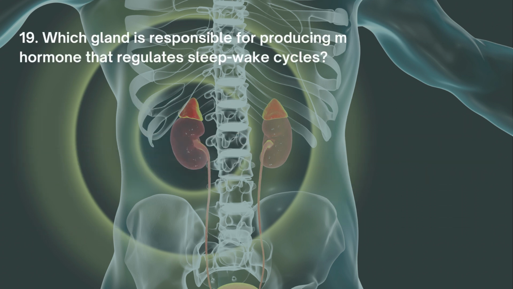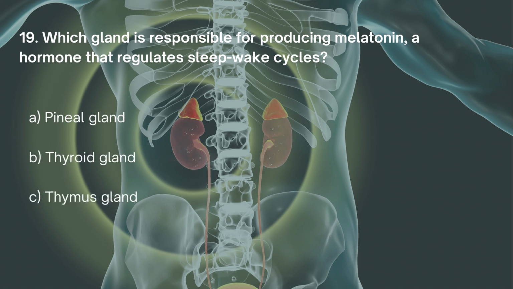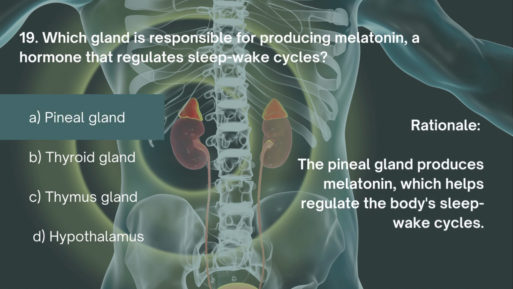19. Which gland is responsible for producing melatonin, a hormone that regulates sleep-wake cycles? A. Pineal gland. B. Thyroid gland. C. Thymus gland. D. Hypothalamus. Rationale: The pineal gland produces melatonin, which helps regulate the body's sleep-wake cycles.